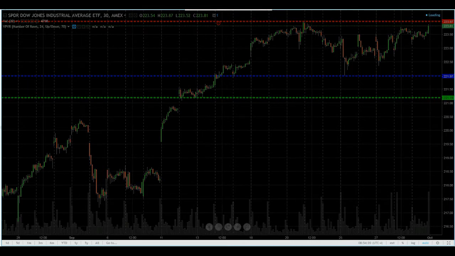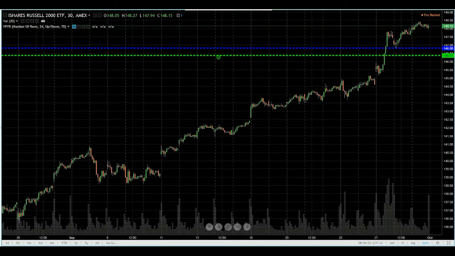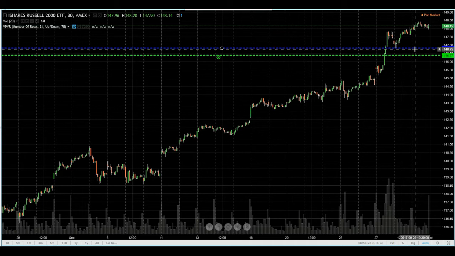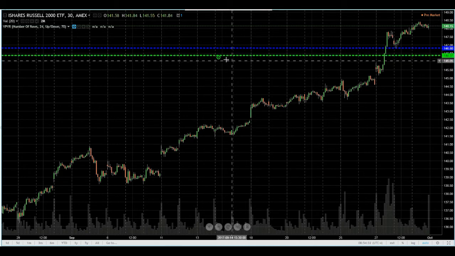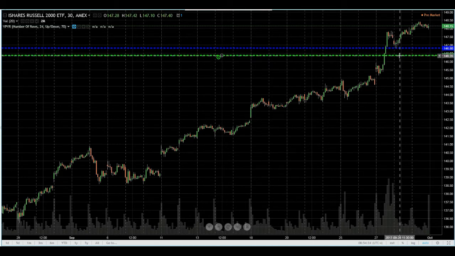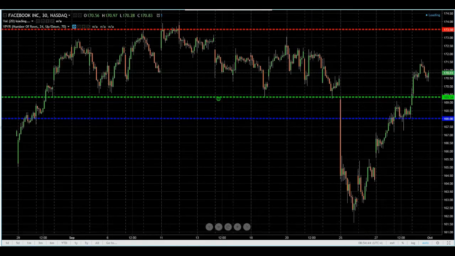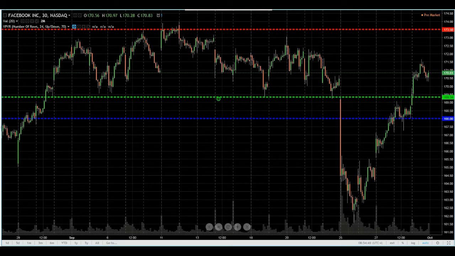Okay, looking at the Russell, nearest liquidity that I see is 146.75. I only want to be buying this thing. This thing is super strong. You can see I set up an alert here, 146.53. If we get anywhere near that area today, I am going to be looking for longs on that. Now we'll get into FAANG. We'll start off with Facebook.